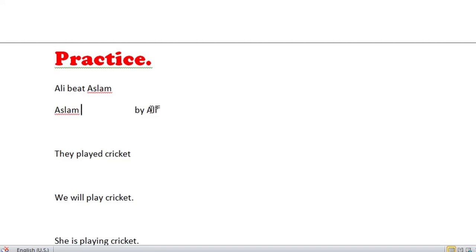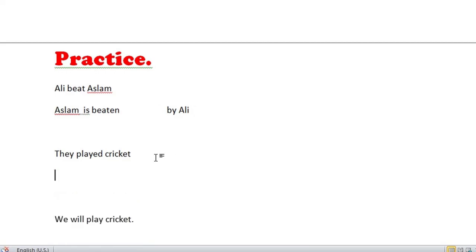So now we have to put the helping verb and the main verb. It's a present indefinite tense, so it takes the helping verb of the present continuous. Aslam is single, so we add "is": Aslam is, and always we use the third form in passive voice. So Aslam is beaten by Ali. Okay, so it's easy. Let's move to the next one.